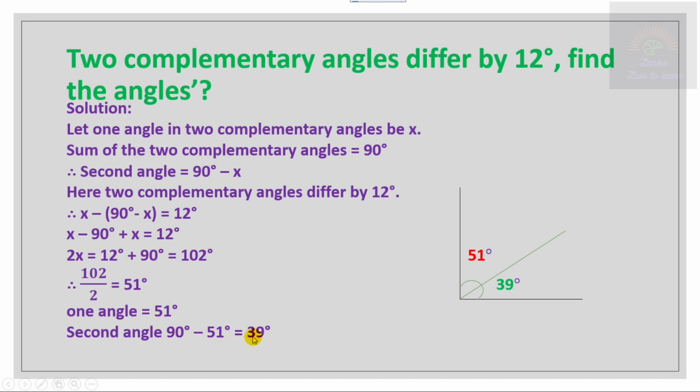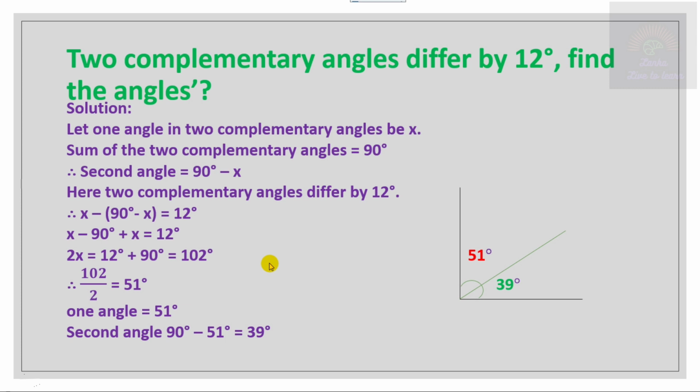90 minus 51 will be 39. So you can see from the figure, here it is 39 and 51. If you add these two, you will get 90. Such types of problems are curious, because they relate linear equations to geometrical problems.